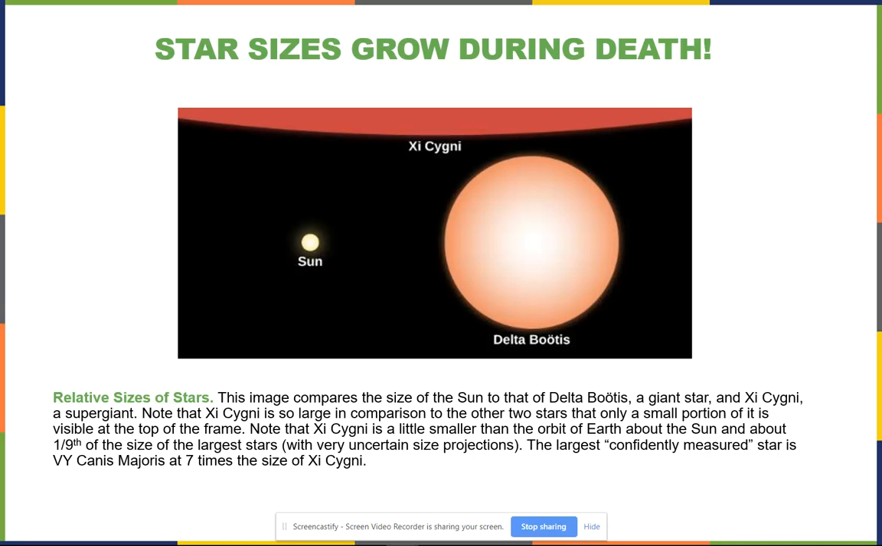This is showing just size comparisons for different stars so we get a feel for it. So the sun we think of as huge, and yet if you look at Delta Bootis, the sun is dwarfed by it. And Chi Cygni is just huge compared to the sun. And Chi Cygni is a small star compared to the largest stars. Chi Cygni is about 1/7 the size of VY Canis Majoris.